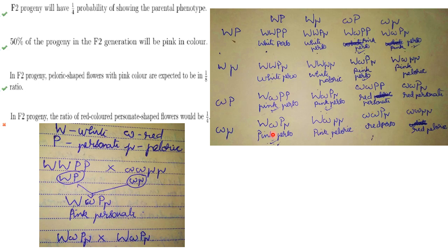So 6 out of 16 will be showing parental phenotype. So there must be a printing mistake as per me. I am not sure about it, because if it is parental phenotype, then it will be 6 out of 16. And if it is parental genotype that they have asked, then you will get 1, 2, 3 and 4. So 4 out of 16, that is 1 by 4. So it will show 1 by 4 probability of showing the parental genotype.